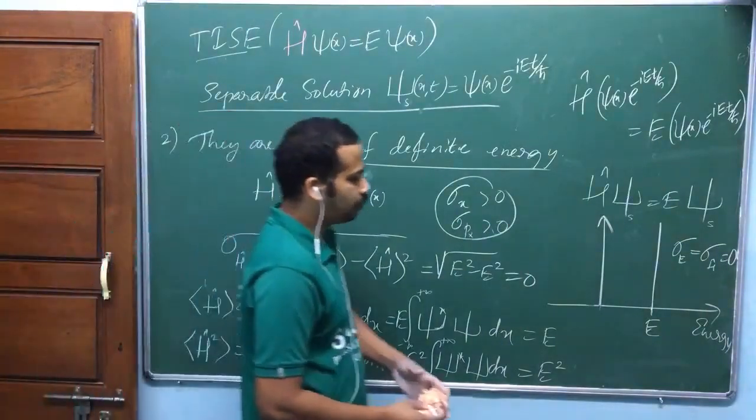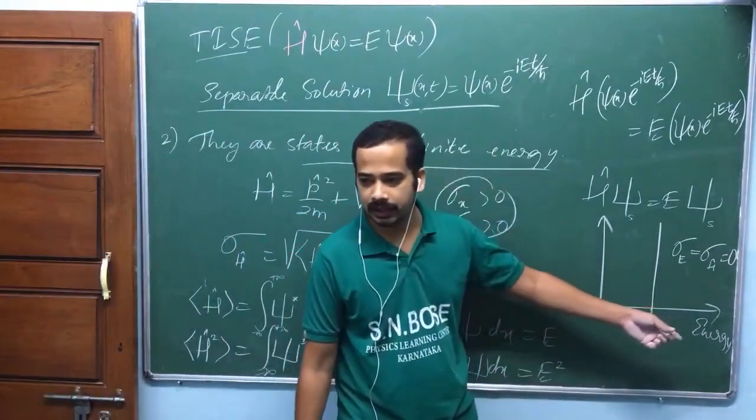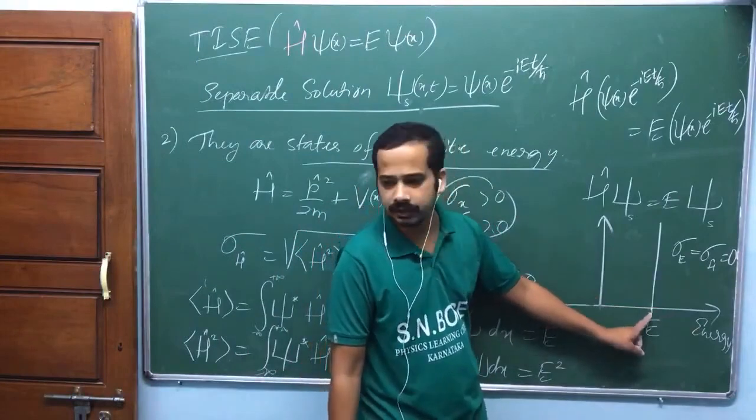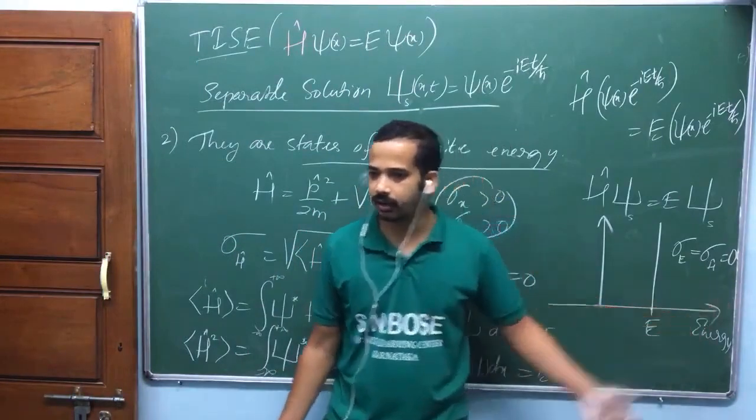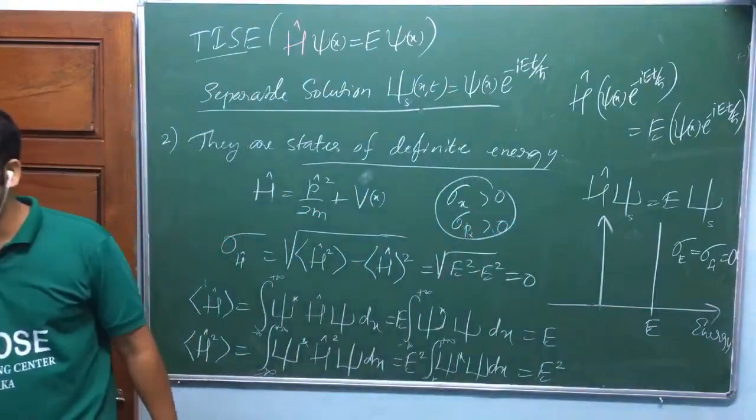That's why, what is the measurement you are doing? You are doing energy measurement. What is the value you get? You get E. That's why that separation constant is called the energy of the system. Is that okay?